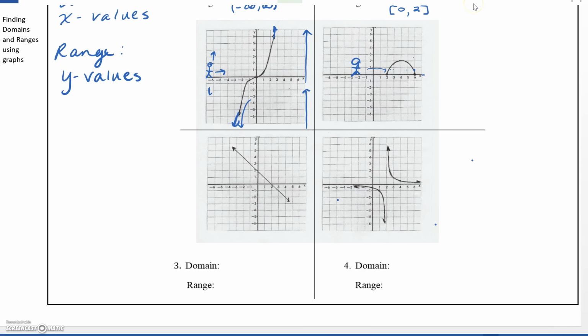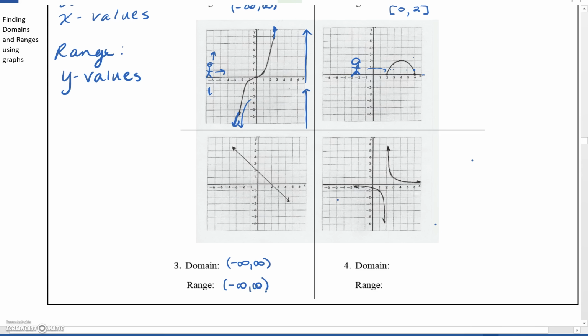Okay, number 3 is very similar to number 1. We see that the graph goes in either direction. We've got arrows, that means it's going to go on for negative infinity to infinity. There's no parts where we're jumping or skipping or leaving anything out. So our domain is from negative infinity to infinity. And the lowest the graph is going to get, it's going to keep going down, so the lowest would be negative infinity. And if we go up, it's going to keep going up, so the highest would be infinity. So the range is all real numbers as well.